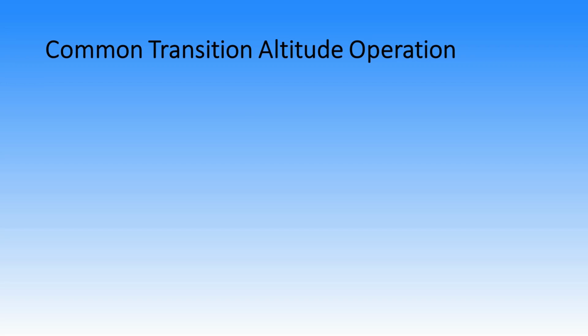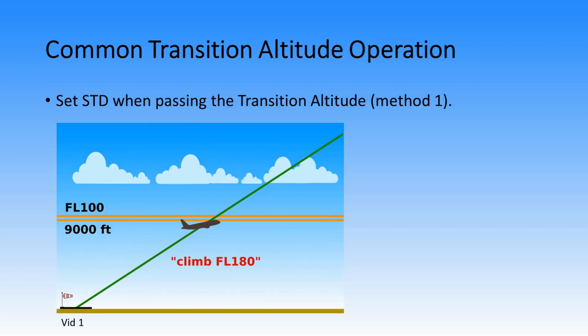First, normal common transition altitude operations. So you set standard when passing the transition altitude for method 1. Here you are climbing, ATC says, for example, climb flight level 180, and then you wait until you pass the transition altitude, which is 9,000 feet in this case, and that's when you change from QNH to standard. And I have a video to illustrate that.